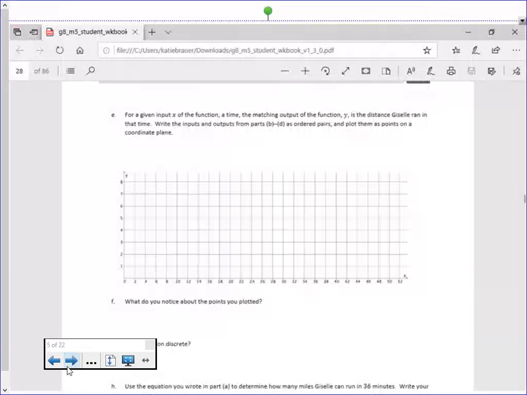So the first one we have is 14, 2. I know we had 7 and 1. 7 is actually in between 6 and 8, so you've got to pay attention to that. Then we had 28 and 1, 2, 3, 4.